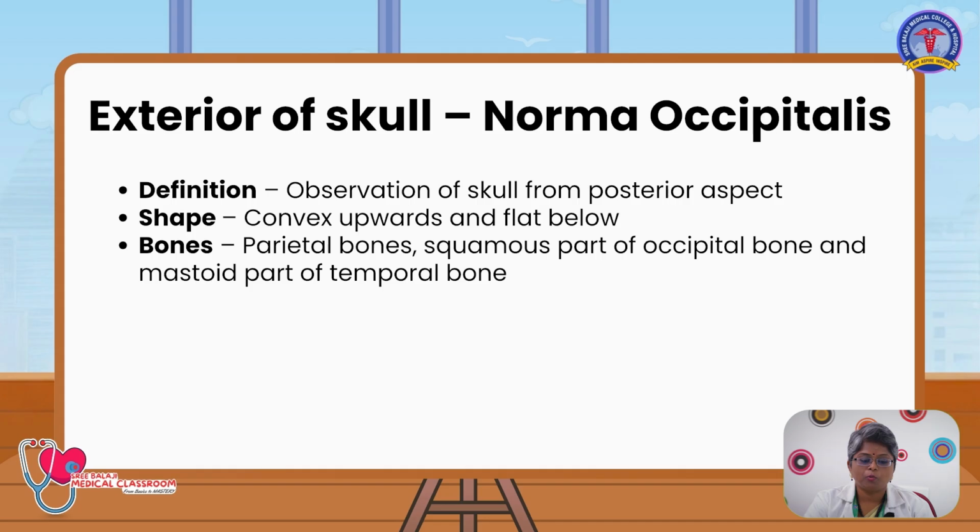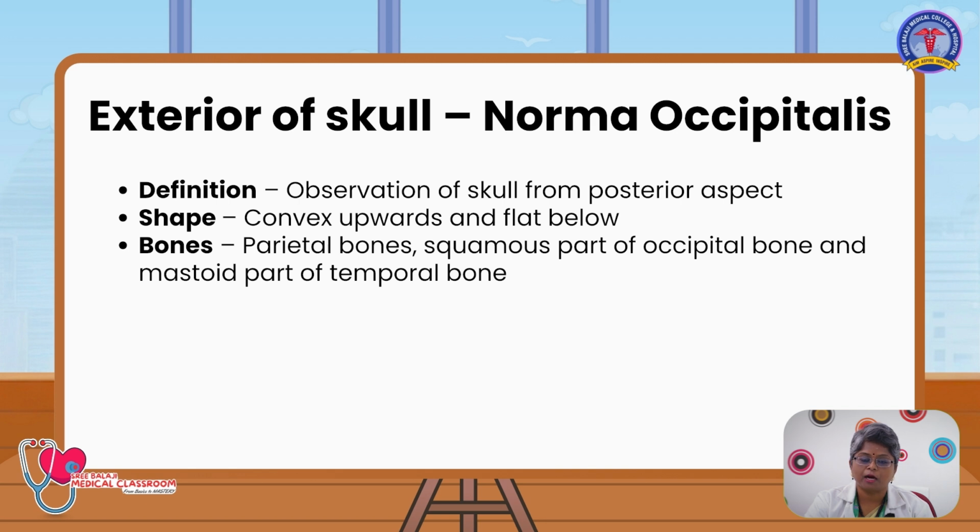Now we'll move on to the next view, which is the norma occipitalis. When the skull is studied from the posterior aspect, it is known as the norma occipitalis. The shape of this view is convex upwards and flat below.